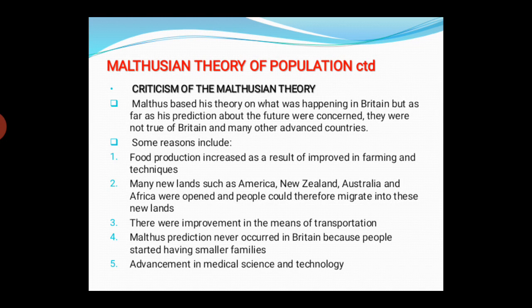So these proofs or reasons have proved Malthus or the Malthusian theory to be wrong concerning the most developed or advanced countries and even Britain. Did you understand?